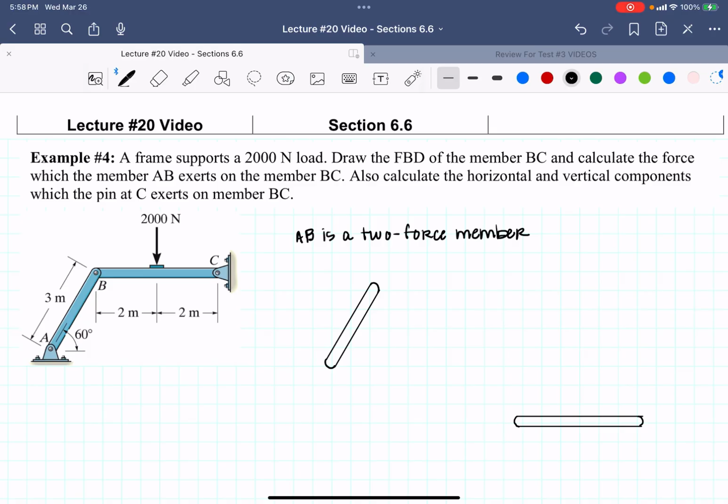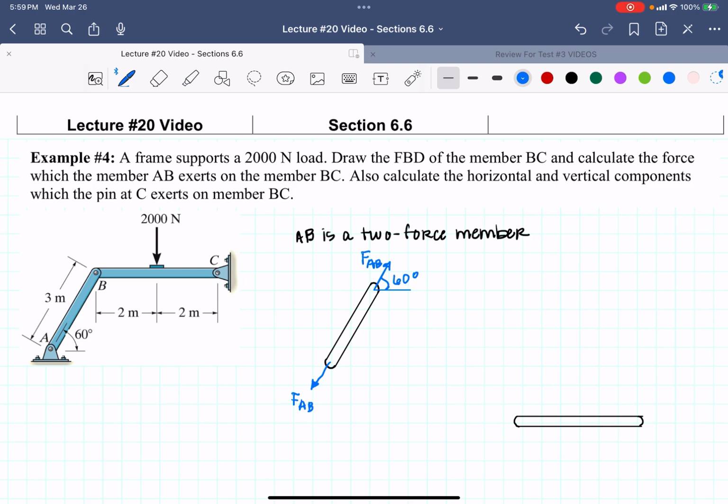So since it's a two force member, its forces are going to be on the same line of action. So I'm going to have FAB, and I know that it is at a 60-degree angle, because that's what it shows on the diagram. So at the other end, I've also got force AB in the opposite direction. So that's what my two force member looks like.